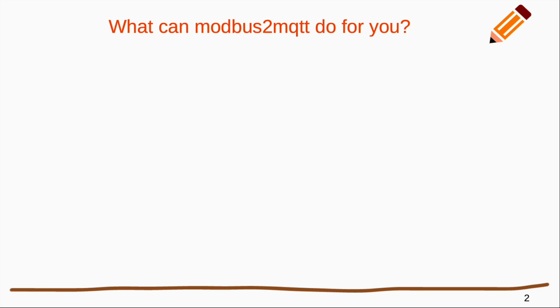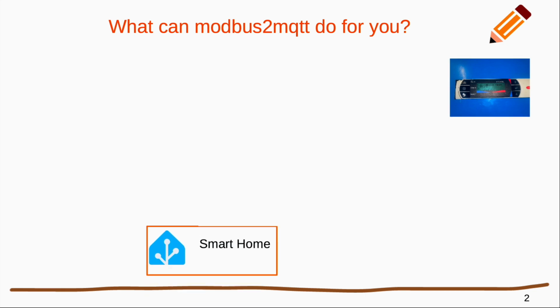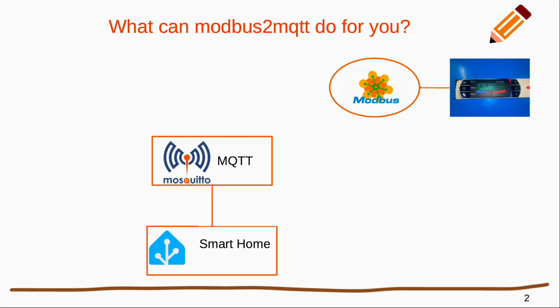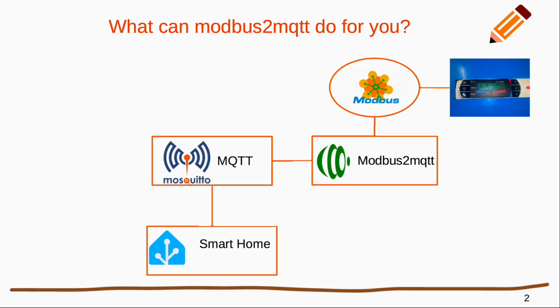What can Modbus2mqtt do for you? Let's assume you have a heat pump and you have a smart home system and you want to connect them. So if your heat pump has a Modbus interface, you can not only configure heat pumps but any other Modbus device which is available. Let's assume your smart home system is connected to an MQTT server. You can use Modbus2mqtt to connect the devices with your smart home system.